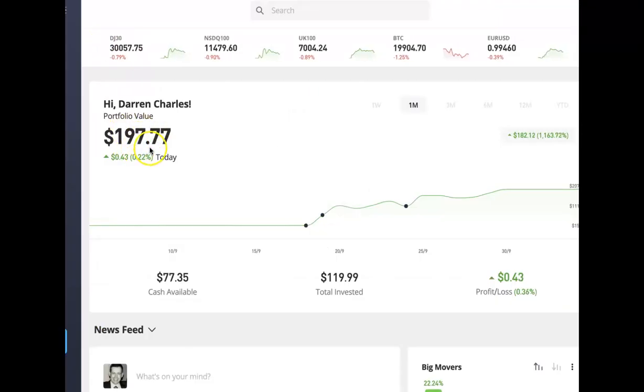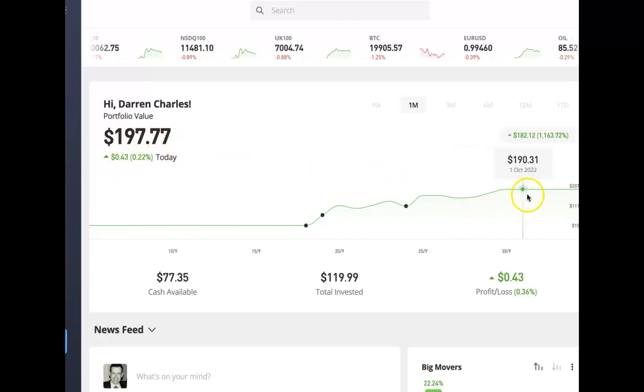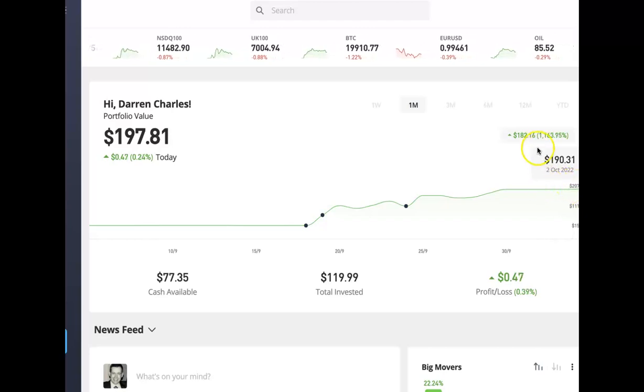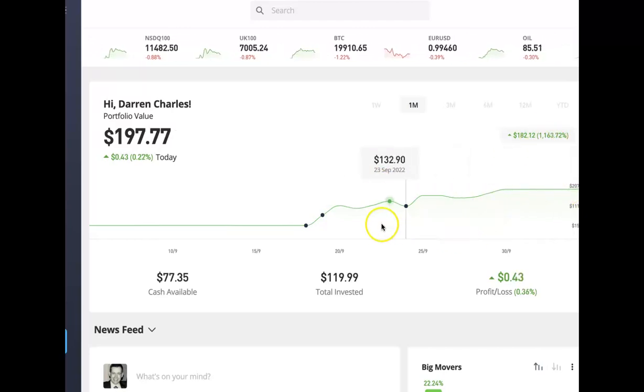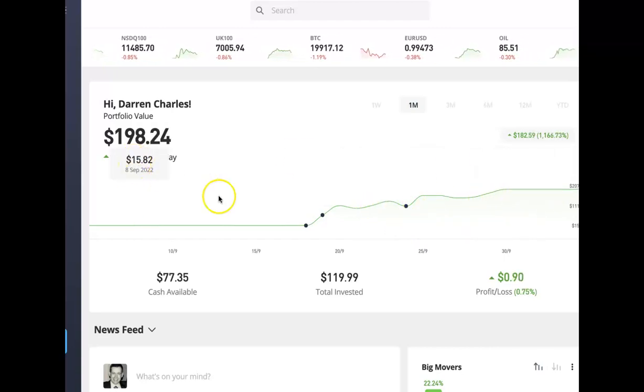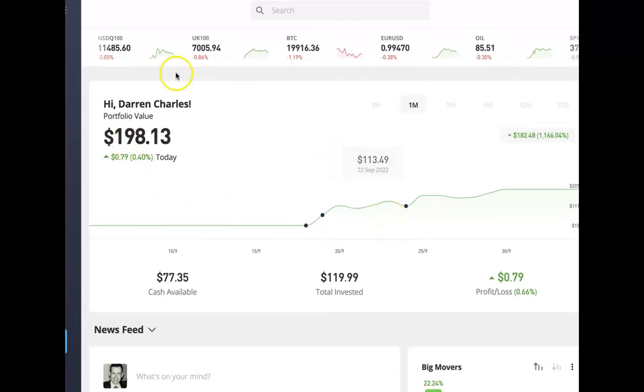So we're at 197, about 0.2% today. Yesterday we got up to 197. Well, the stats haven't quite updated here, but anyway, we're looking good on the accounts. It's all moving up nicely, so that's good.